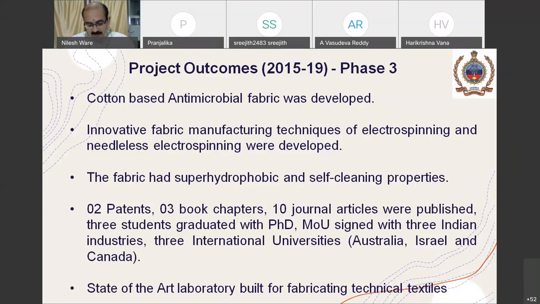Then I was blessed with the funding of ERIPR of DRDO. I have the best state-of-the-art laboratory. For a good teacher, his lab is the best place, first home. So he got his laboratory nicely done for fabricating technical textiles. So this is the project outcome of the applied research, from concept development to applied research. Okay.